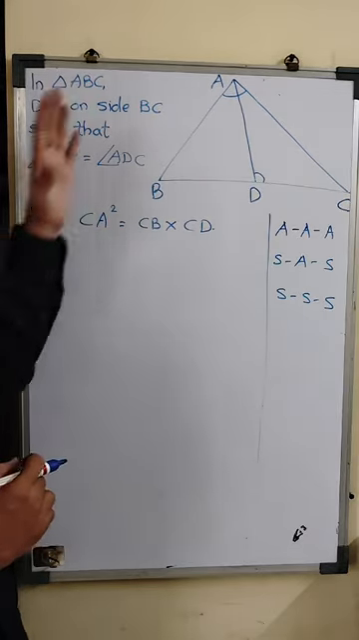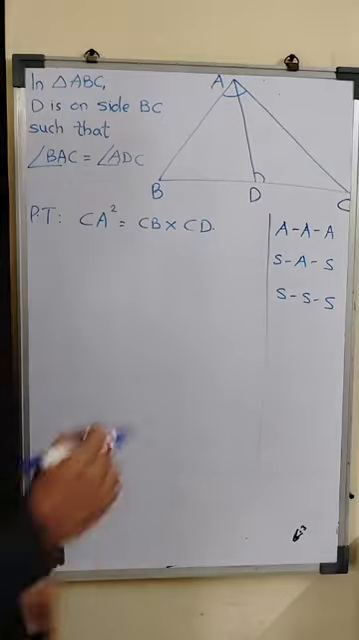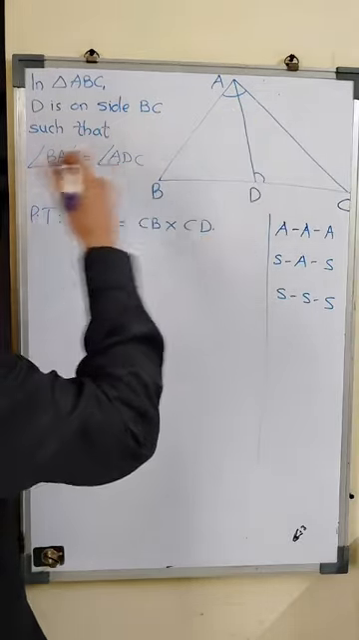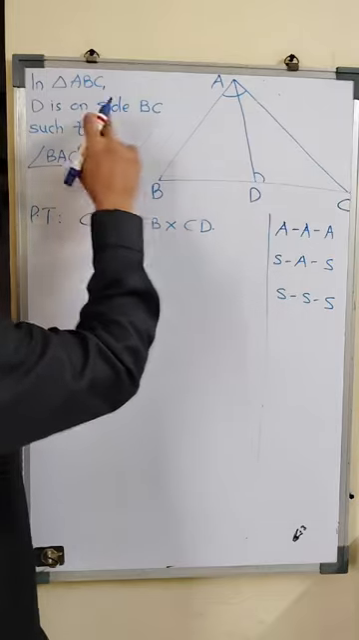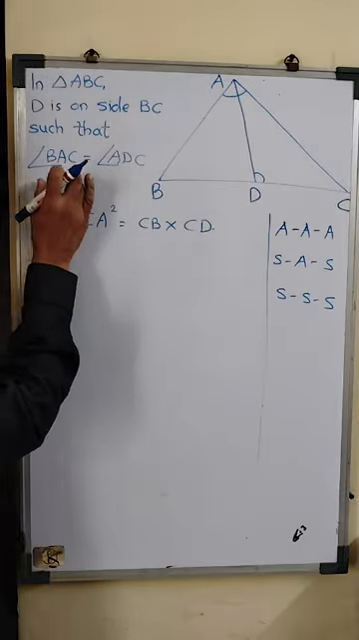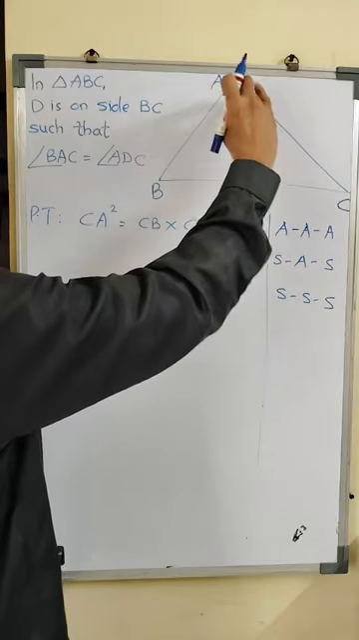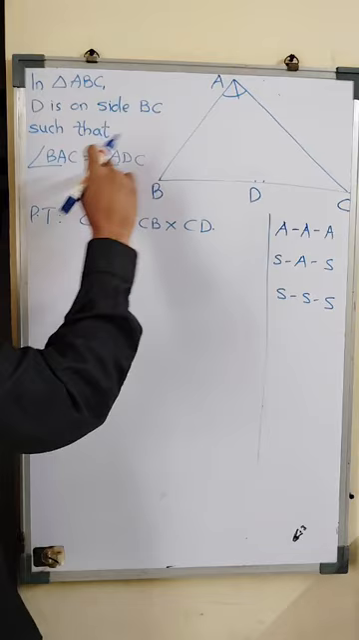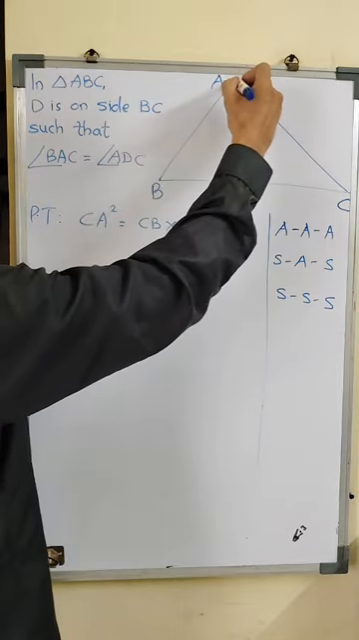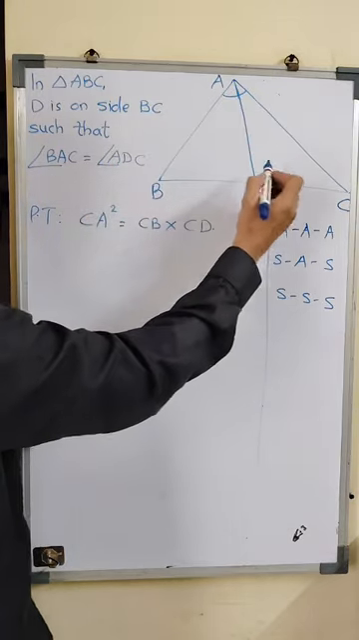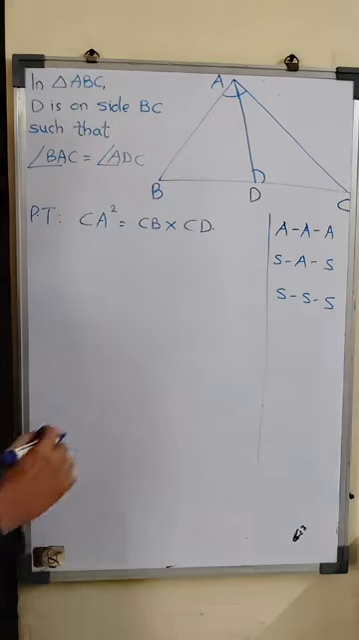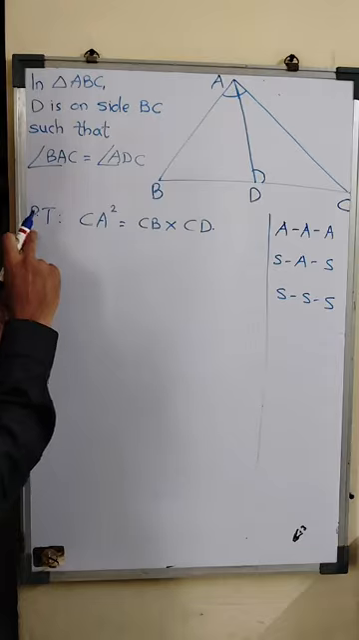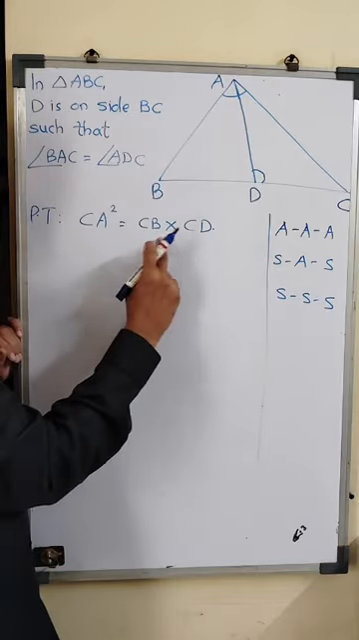Let us see what information is given here. It says that there is a triangle ABC where D is on the side BC, such that this whole angle BAC is equal to the angle ADC. First we need to understand what we have to prove: that CA square is CB into CD.